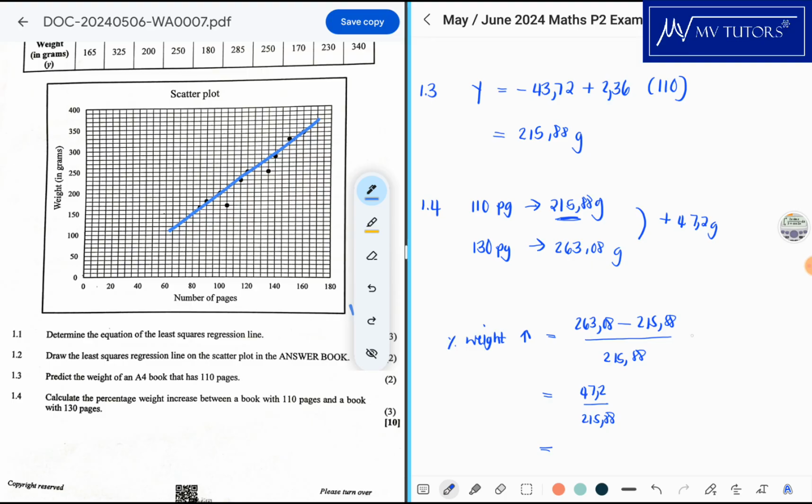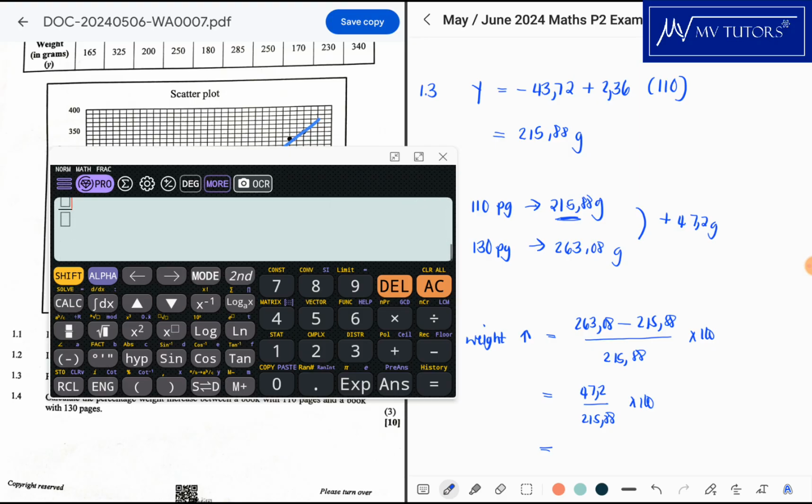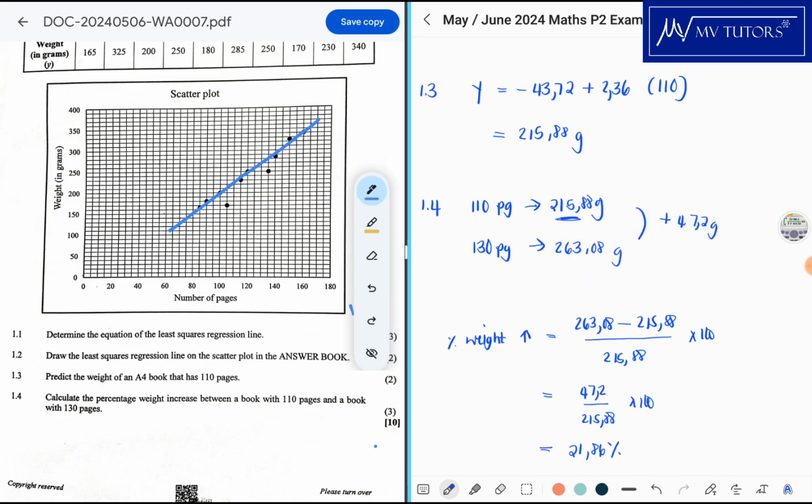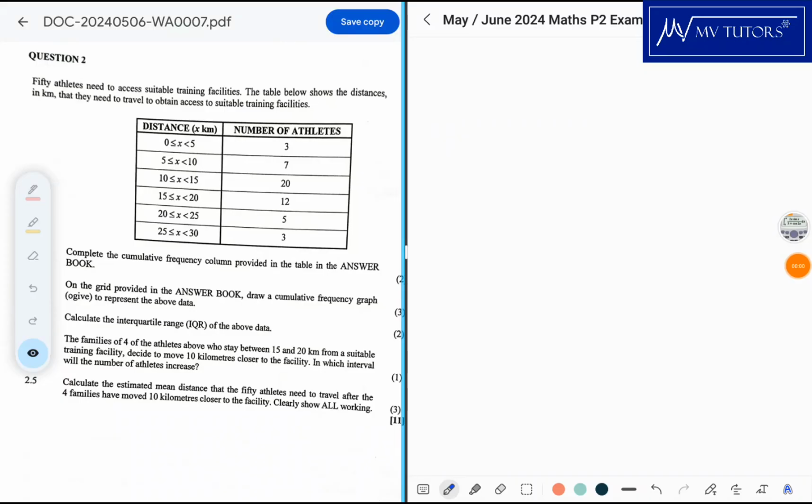And remember, you're going to have to multiply this by 100, because if you don't, you're just going to get a decimal. So it is our answer there divided by 215,88, and we multiply that by 100, and so we're going to get 21,86%. And that's it for question 1. All right, question 2.